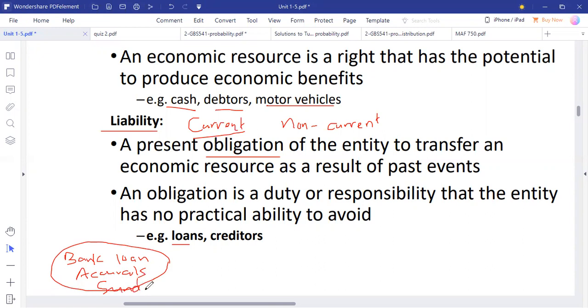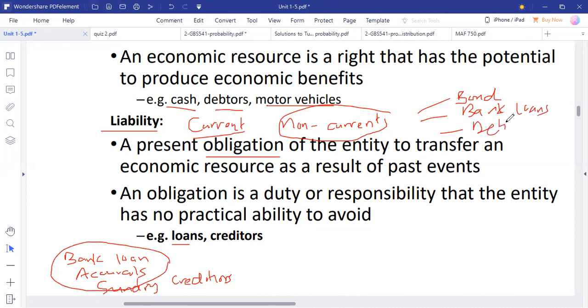A creditor is a person that we owe. So if the amount is payable within a year, we call it what? A current liability. Non-current liabilities are simply long-term liabilities. These are amounts that are due for a period of 1 year and above. These ones include bonds or even bank loans that are due more than a year. And also we have what we call debentures. So all these ones are called what? They're called our non-current liabilities.